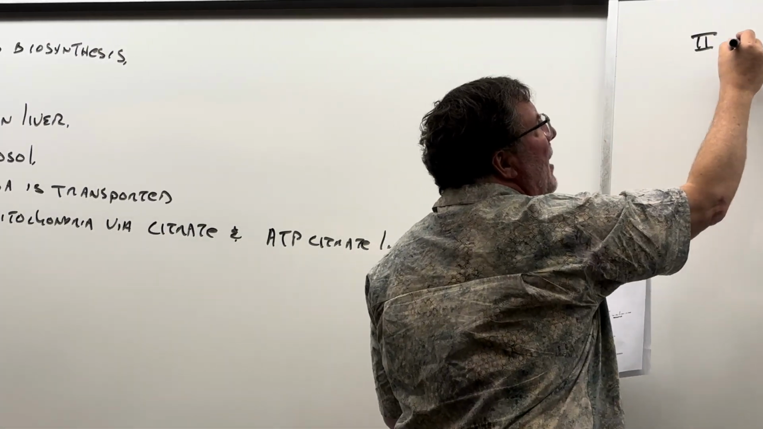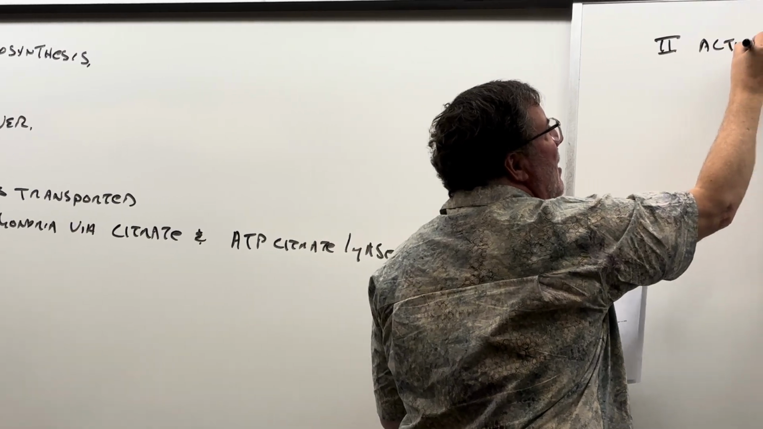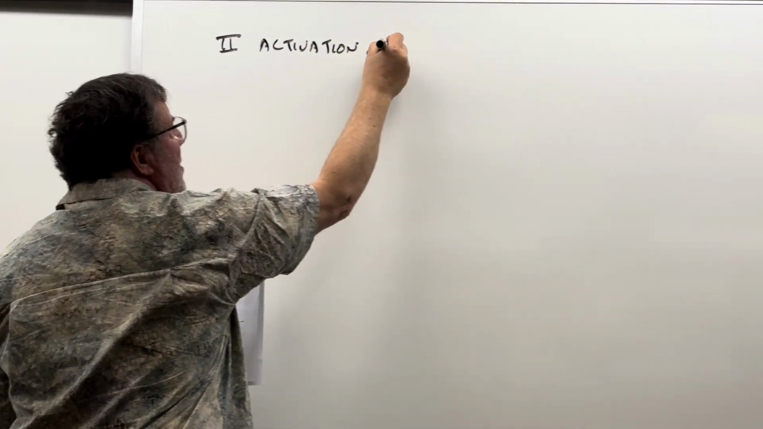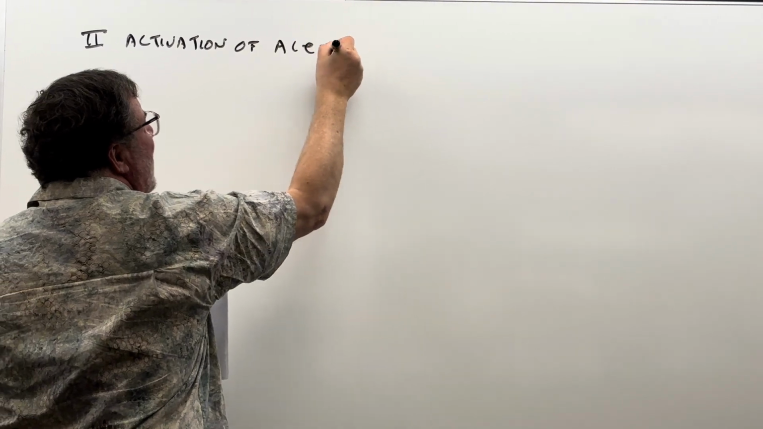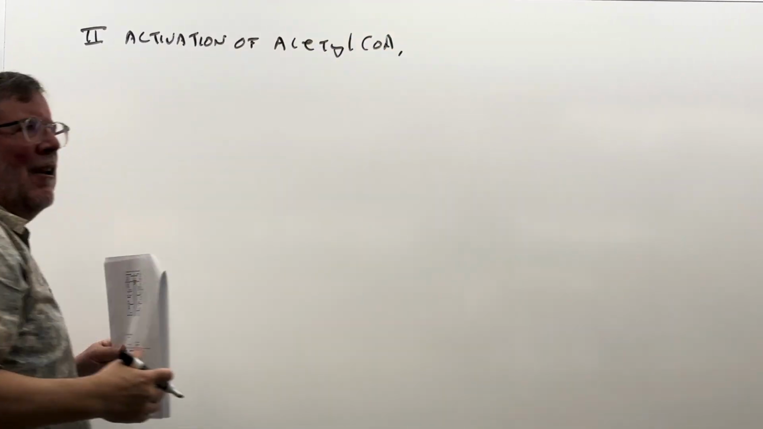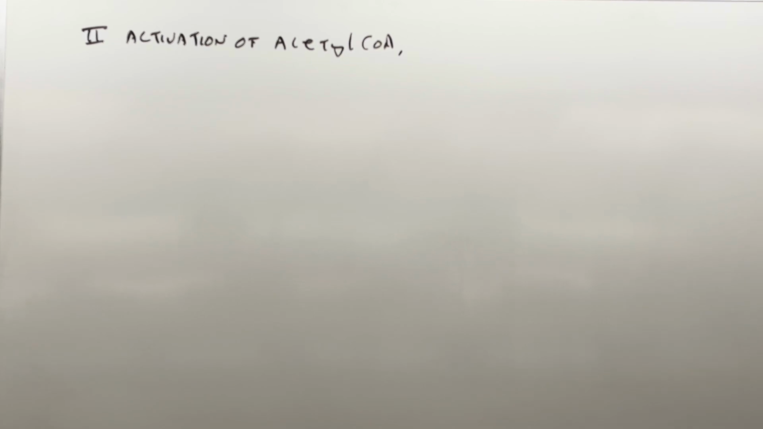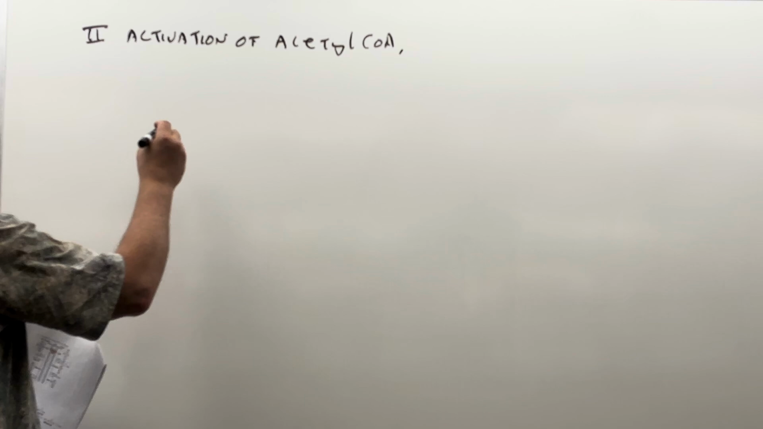So the next part we'll say is the activation of acetyl-CoA. So again, kind of like when we were making glycogen yesterday with glucose units, we couldn't just easily link them together. We had to activate it. We had to make the UTP glucose in order to have enough energy to form the glycosidic bond. Well, the acetyl-CoA also has to be activated. And the way it's activated is by carboxylating it.